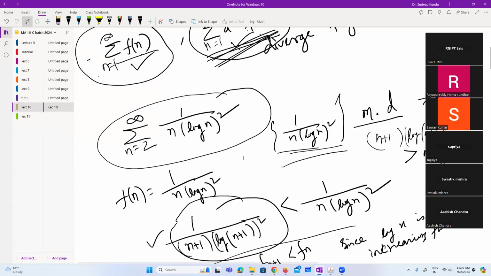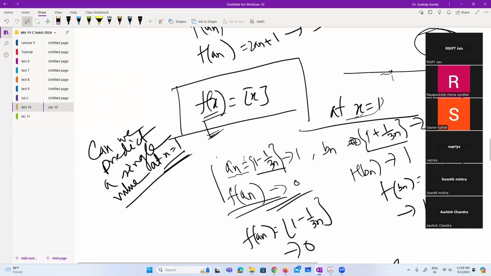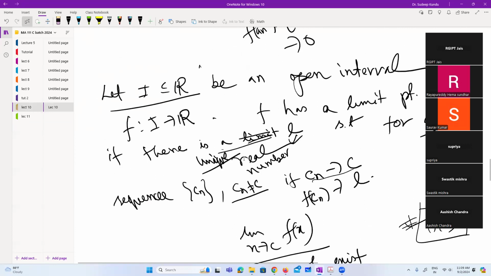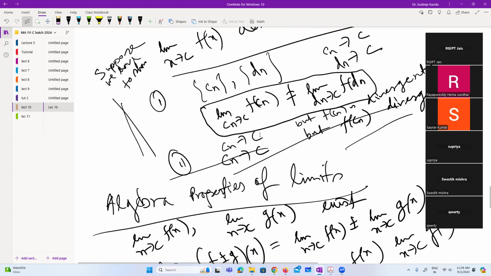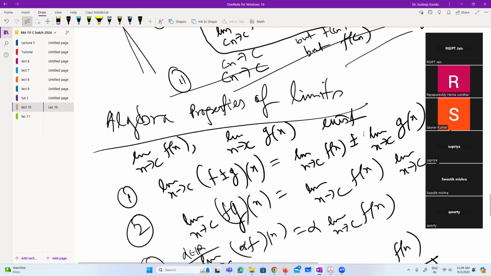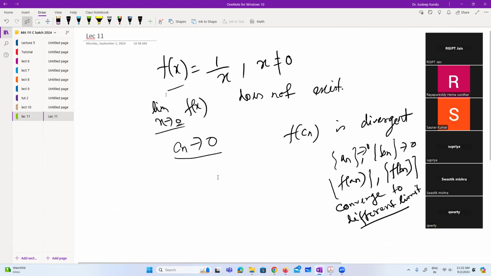Yesterday we have discussed. Suppose you have to show the limit as x tends to c of f of x does not exist. That means you have to choose two sequences which converge to c, but their image sequences are different, or one sequence converges to c but its image sequence diverges. If either one holds, the limit does not exist. So can you give one example of this sequence?